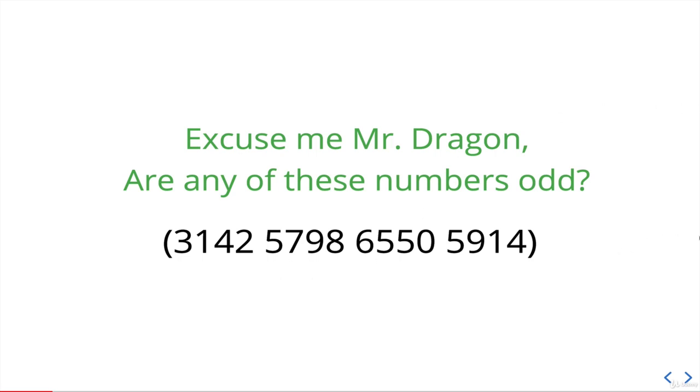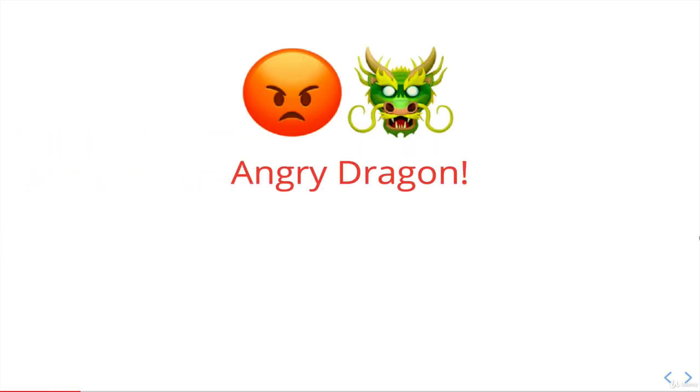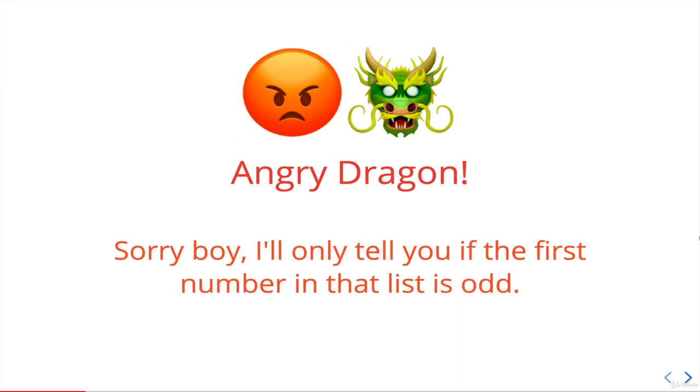And he says, excuse me, Mr. Dragon, can you tell me if any of these numbers on the list are odd? And the dragon is not in a very good mood. He's a little hungry. It's been a while since he had something to eat. So he's angry. And he says, I'm sorry, boy. I'll only tell you if the first number in that list is odd. So he's not super angry. He doesn't immediately burn him alive and eat him. Instead, he just says, sort of grumpily, I'll only tell you if the first number in that list is odd.